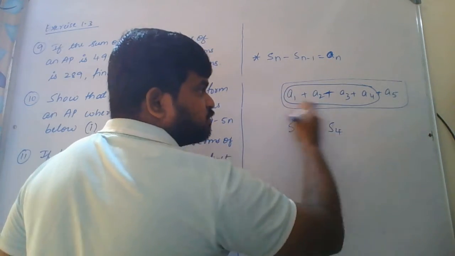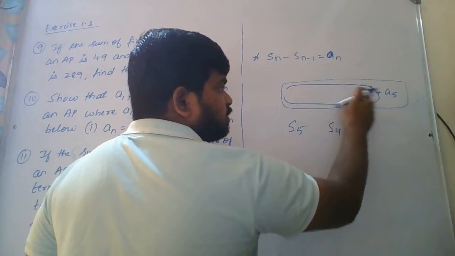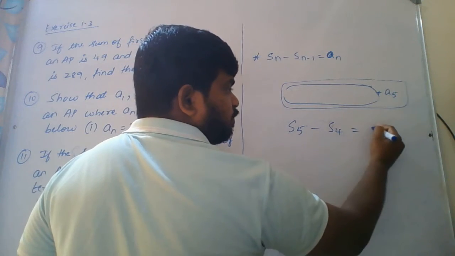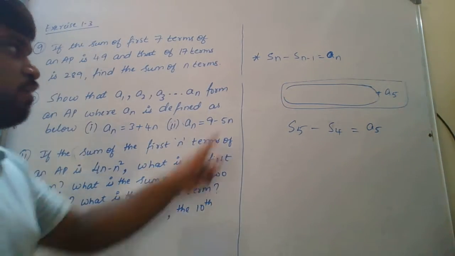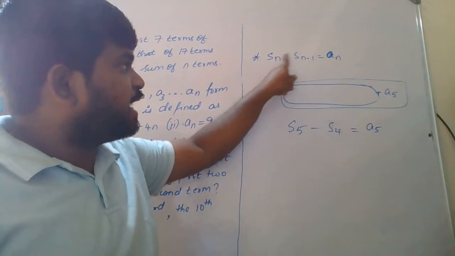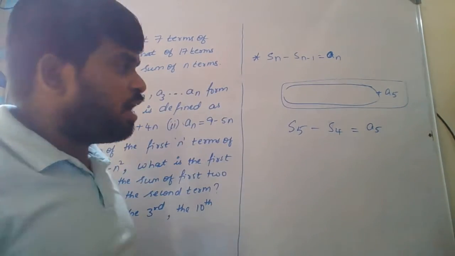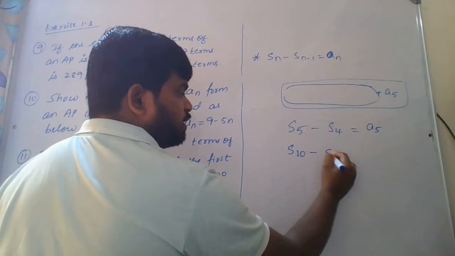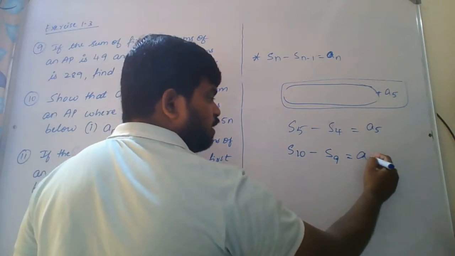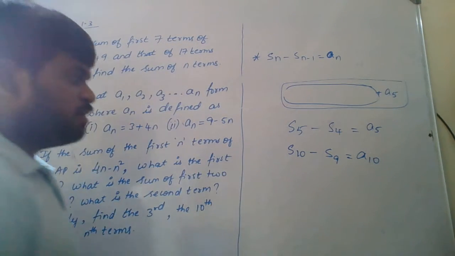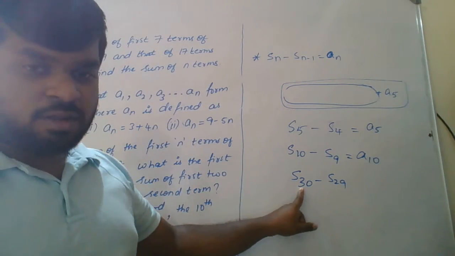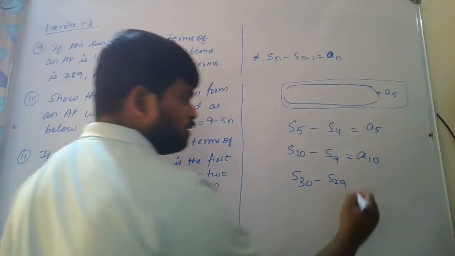Just observe. In S5, if I subtract S4, if I take it out, what do I get? The fifth term, isn't it? That is what we have written. Sn minus the sum with exactly 1 less term, then you get An. Another example: S10 minus S9 gives you A10. The bigger one always comes first. Simple. Similarly, S30 minus S29, 1 less, gives you A30.